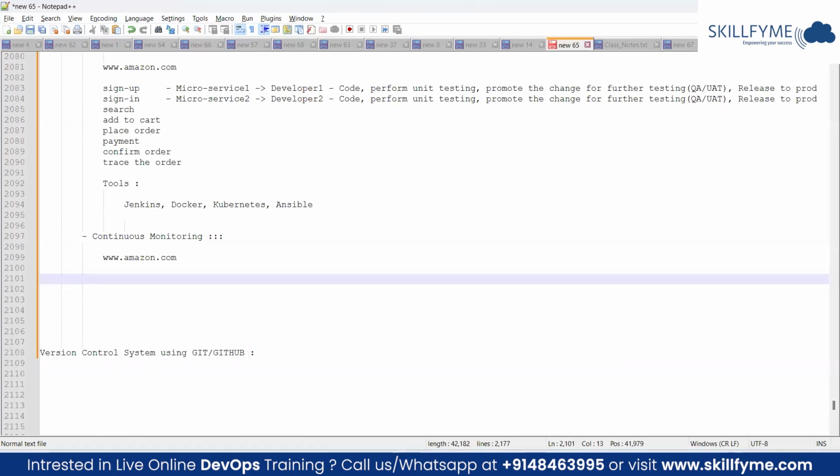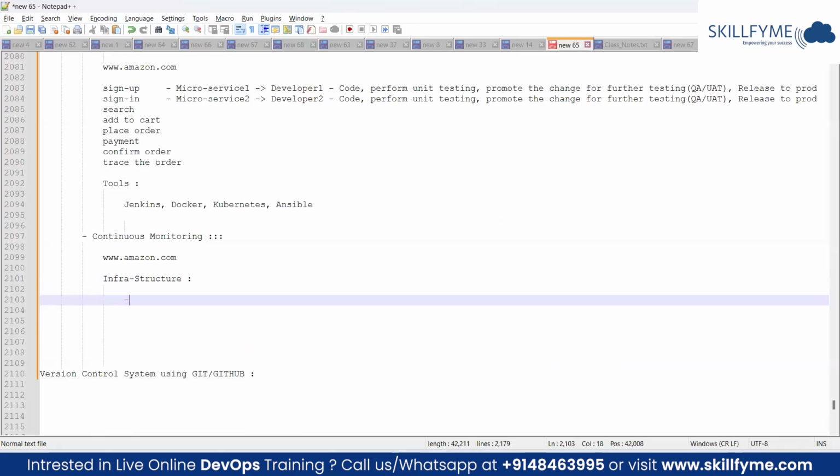So there should be continuous monitoring in order to monitor the infrastructure for the servers: CPU utilization, memory, network, all those things. We have to continuously monitor the CPU utilization and memory utilization of the servers. That is very much important.